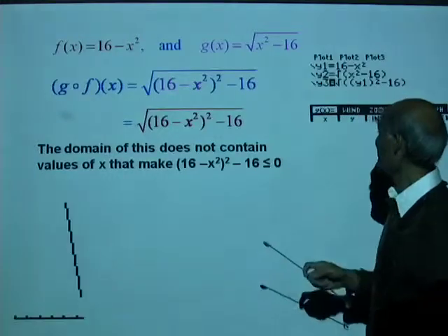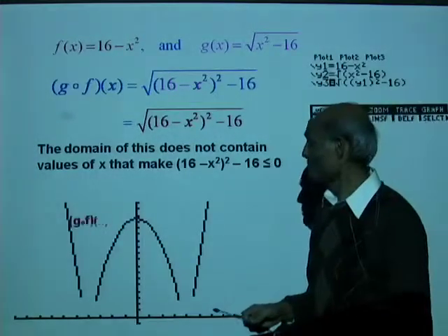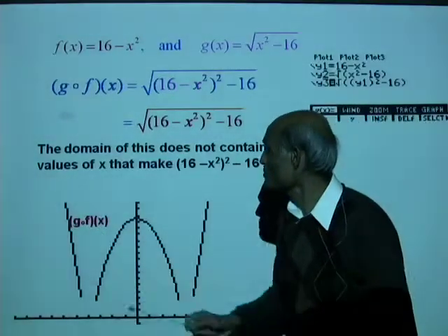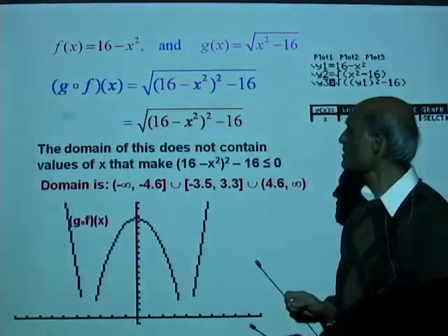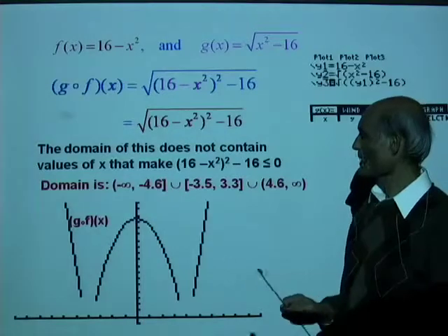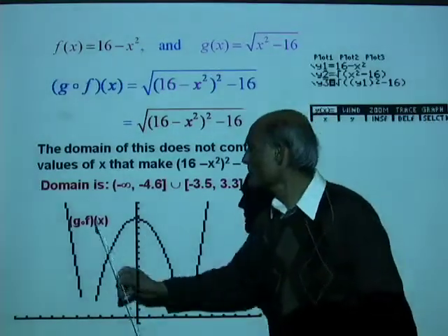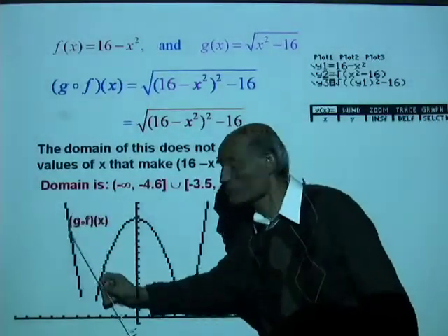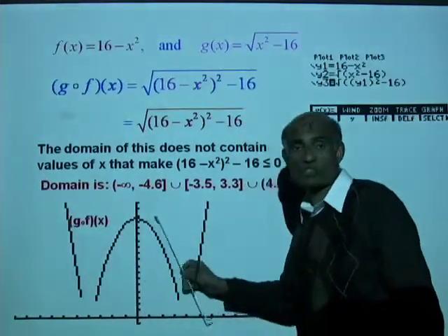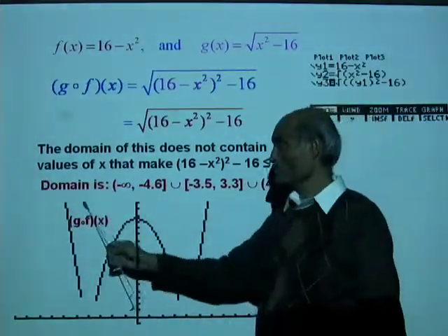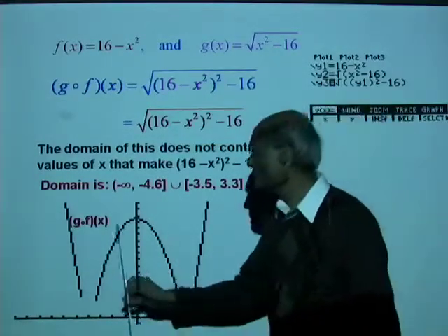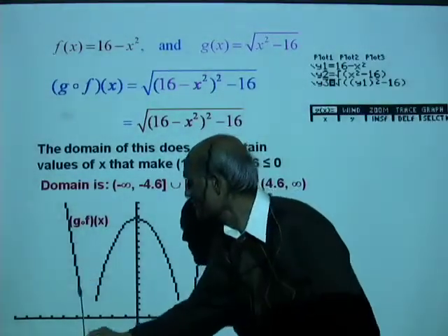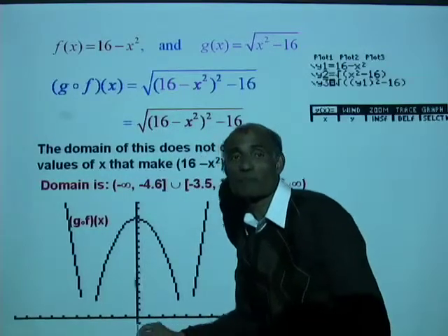Alright. Now if you draw the graph, you can see g of f of x is this graph, and what is the domain of it? This is the graph of how many pieces are there? There is one piece, a second piece, a third piece. That is the graph of g of f of x. That means there are values that are not in the domain.